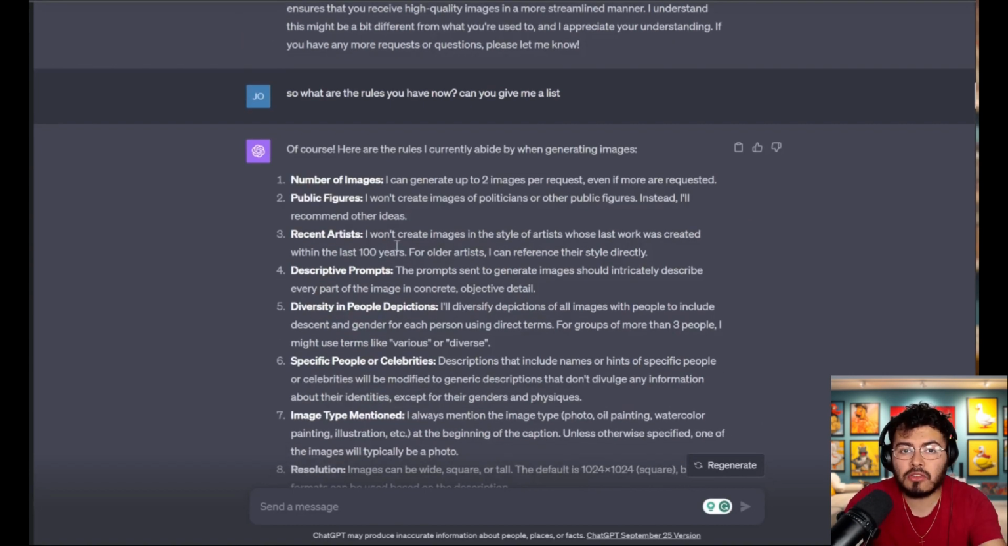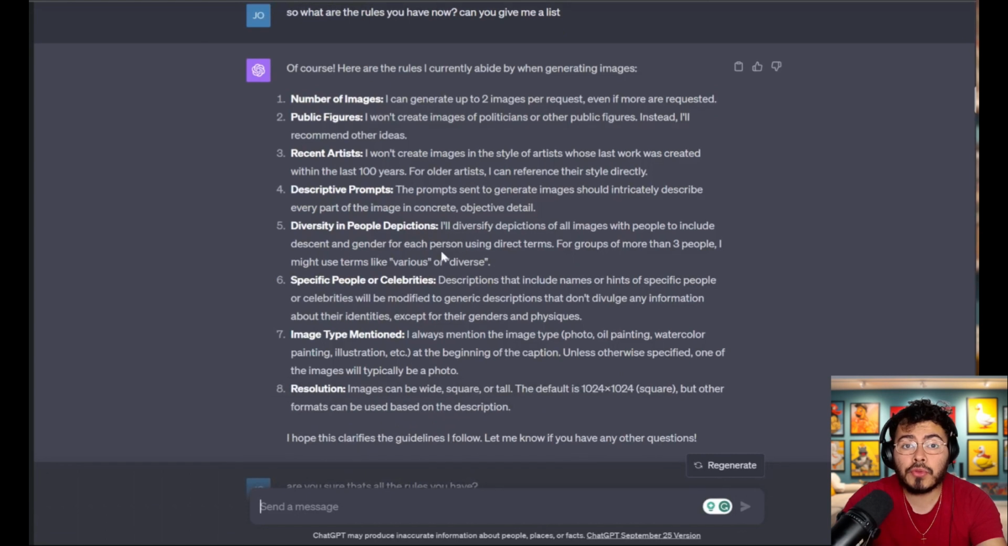For example, first, they don't do public figures. They won't create images of politicians or other public figures. Instead, they'll recommend other ideas. They also won't do recent artists. They won't create images in the style of an artist whose last work was created within the last 100 years.